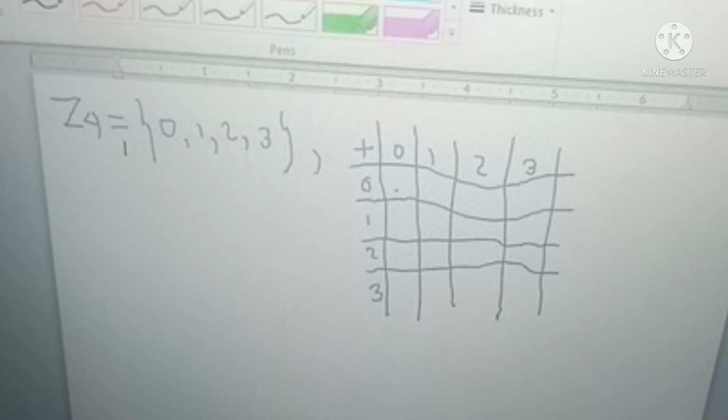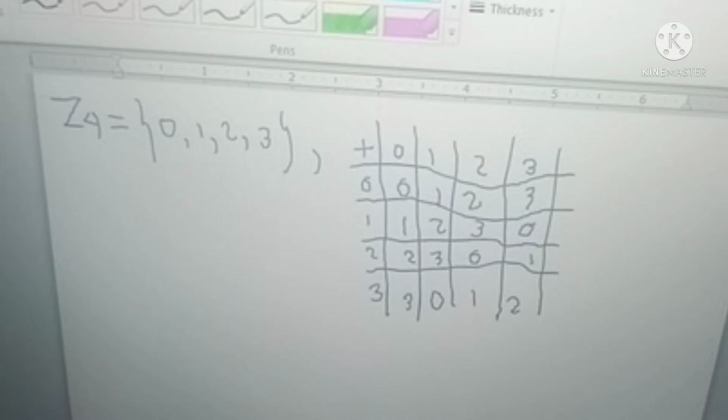0 plus 0 is equal to 0. 0 plus 1 equals 1. 0 plus 2 equals 2. 0 plus 3 equals 3. 1 plus 0 equals 1, 1 plus 1 equals 2, 1 plus 2 equals 3, 1 plus 3 is equal to 4, but modulo 4 that is 0. 2 plus 0 equals 2, 2 plus 1 equals 3, 2 plus 2 equals 4, modulo 4 that is 0. 2 plus 3 equals 5, but modulo 4 that is 1. 3 plus 0 is 3. 3 plus 1 is 4, modulo 4 that is 0. 3 plus 2 equals 5, modulo 4 that is 1. 3 plus 3 equals 6, but modulo 4 equals 2.